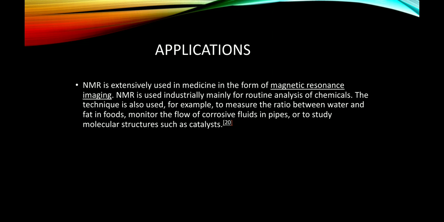Next, we are going to see about the applications of NMR. This NMR is used in various fields. First, we'll see about the medicinal field. NMR is extensively used in medicine in the form of magnetic resonance imaging. NMR is used industrially mainly for routine analysis of chemicals. The technique is also used, for example, to measure the ratio between water and fat in food, monitor the flow of corrosive fluids in pipes, or study molecular structures such as catalysts.